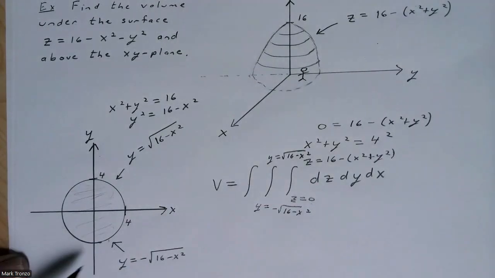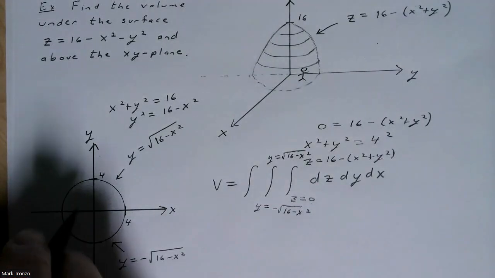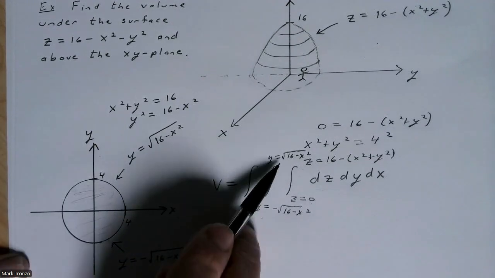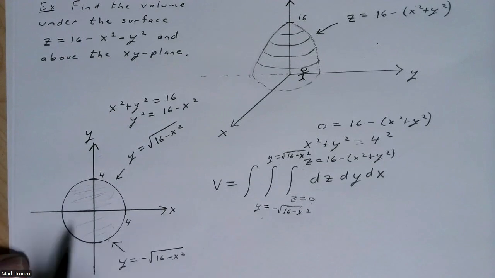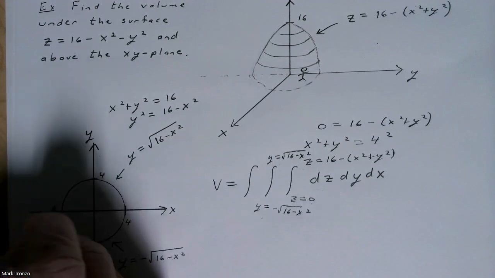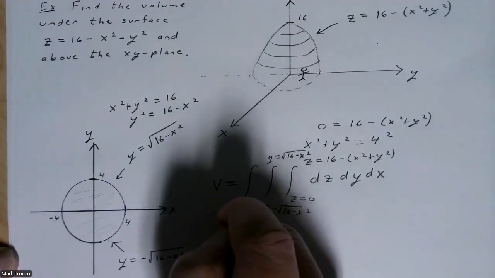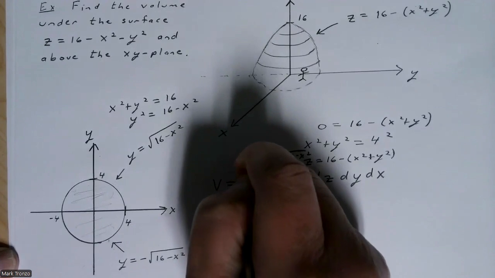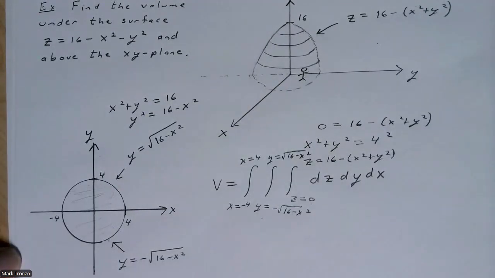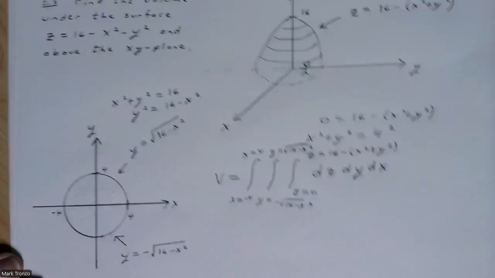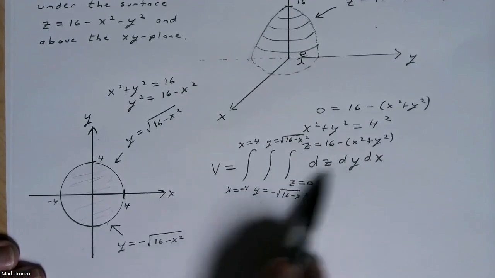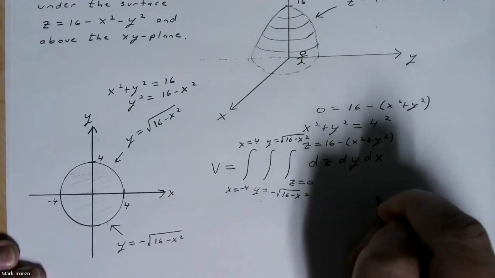Remember, if we do y first, we think of putting arrows in the positive y direction, and this is your lower bound and your upper bound. And then when you do x, it's just going to be from x equal minus 4 to x equal 4. Again, this is the hard way to do this problem. The easy way, when you get to this point here, is to convert to polar coordinates.